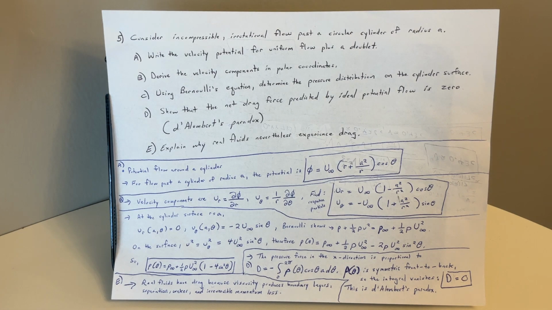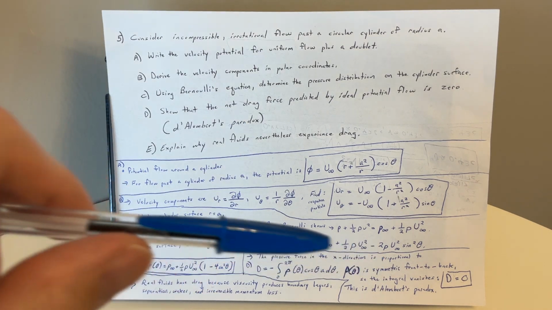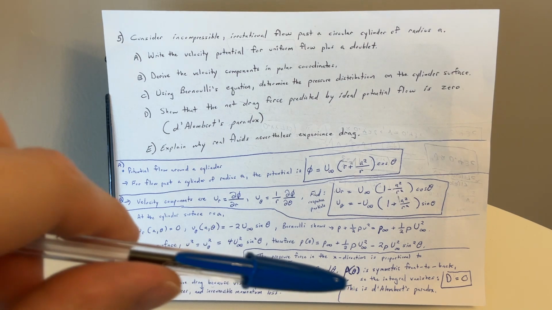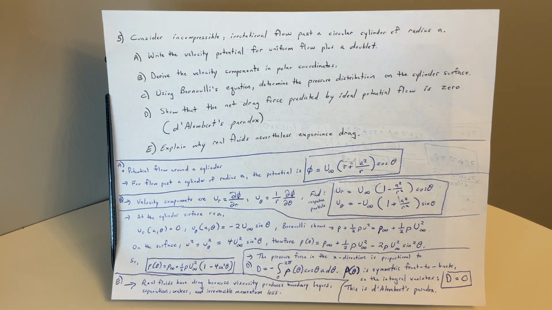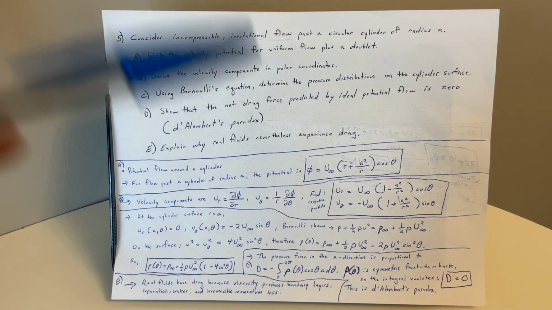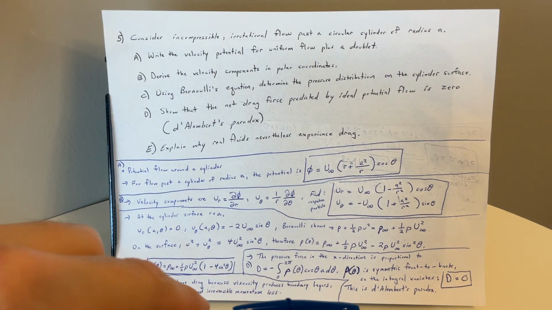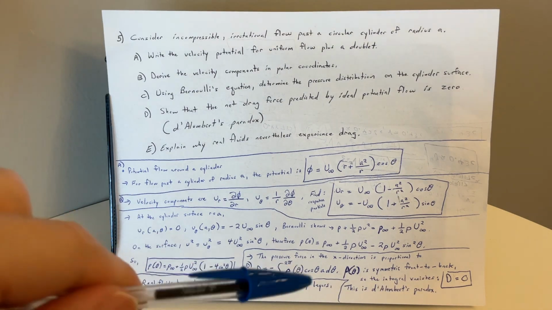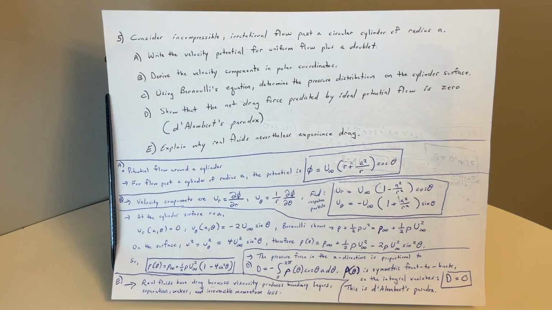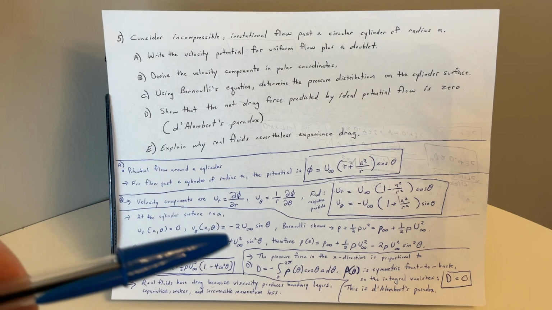Okay, letter D. Show that the net drag force predicted by ideal potential flow is 0, D'Alembert's paradox. So the pressure force is in the x direction. It's proportional to the following integral. That's canonical. And what we could say is here, it's symmetric front to back. So the integral vanishes and D equals 0. This is D'Alembert's paradox.